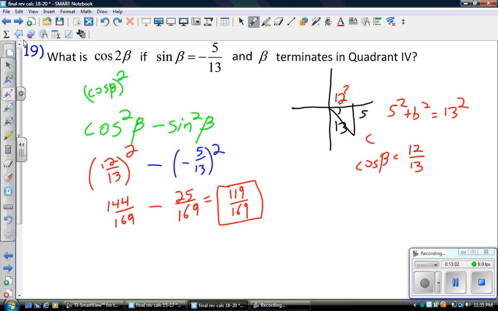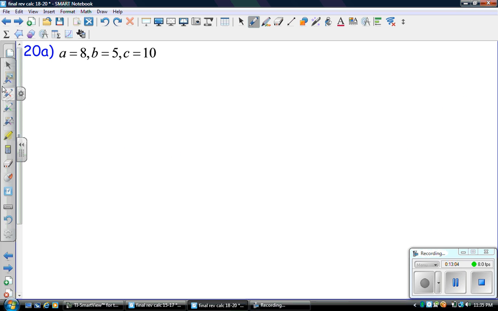Okay, last one on this, number 20, well, last two, excuse me, 20A and B. 20A says solve the following triangles. This is law of sines and law of cosines stuff. So I'm just going to draw a generic triangle, call it ABC. Little a is 8, so opposite of angle A, that's 8. Little b is 5. Little c is 10. I obviously drew mine not to scale, but oh well.